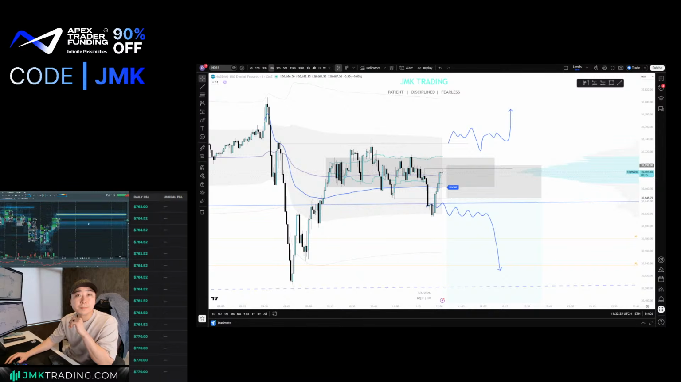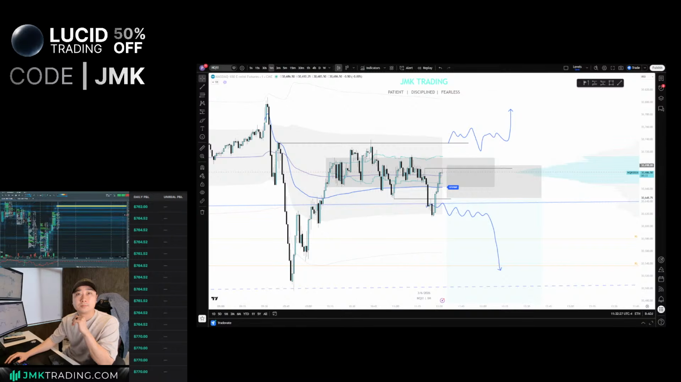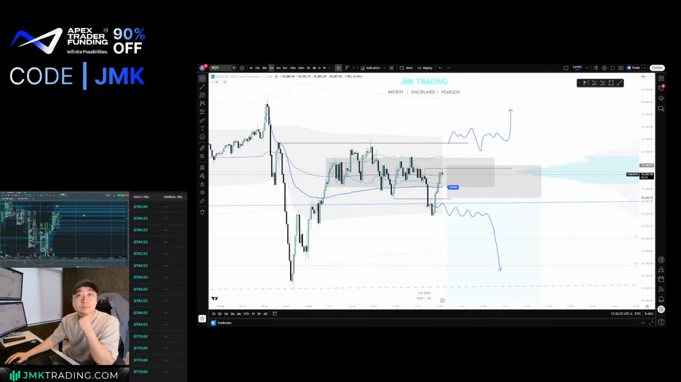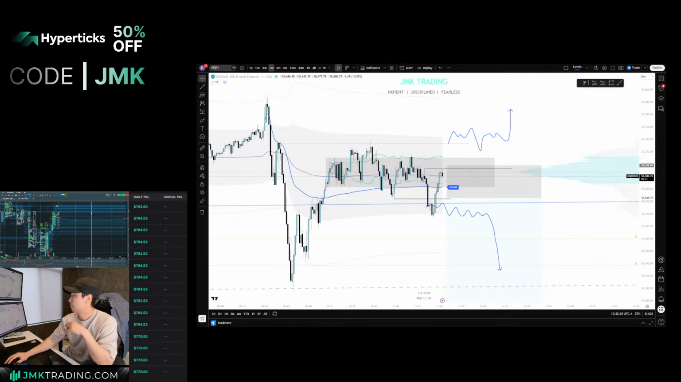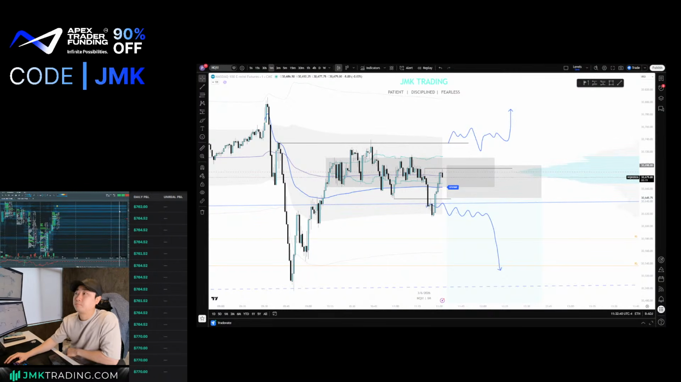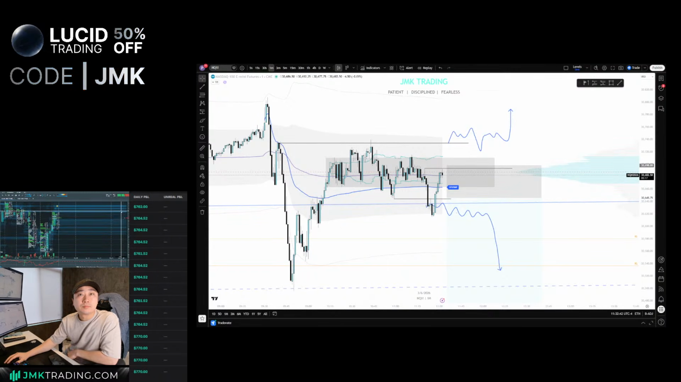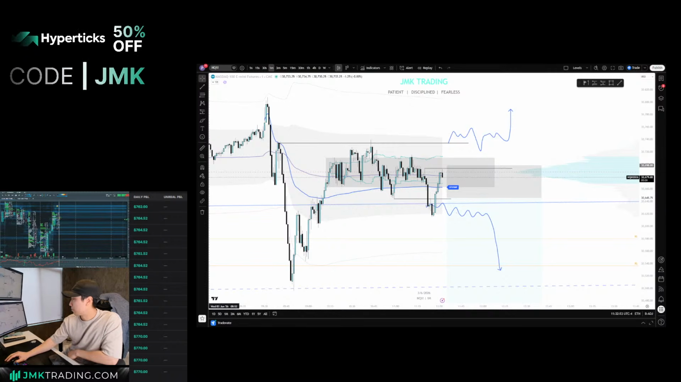They're fighting here. Yeah, buyers absorbed. Let's see if sellers can push it back down. There's substantially more buyers here, but price is not pushing up, so we could possibly get that rejection here.